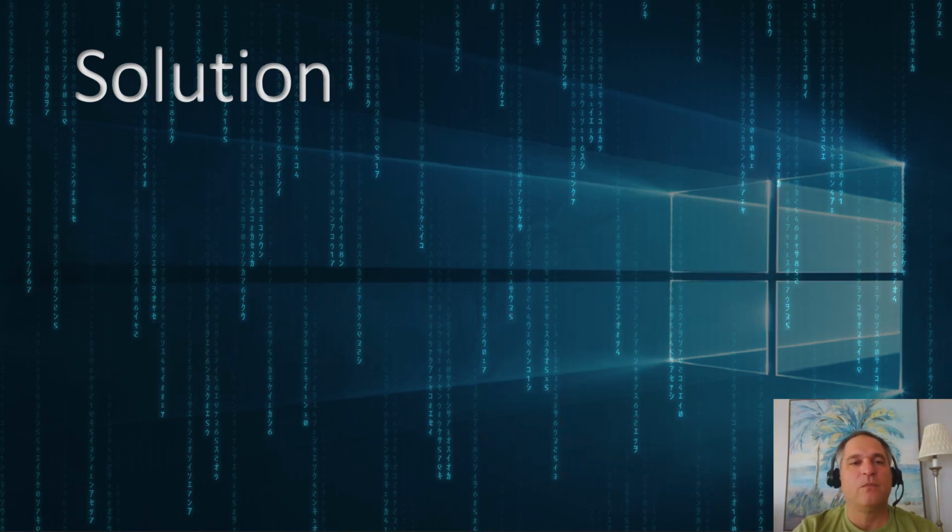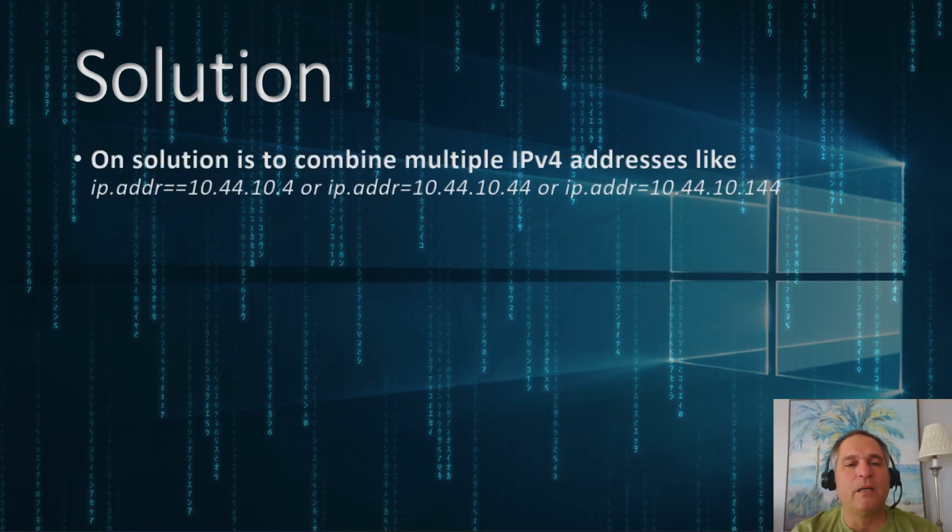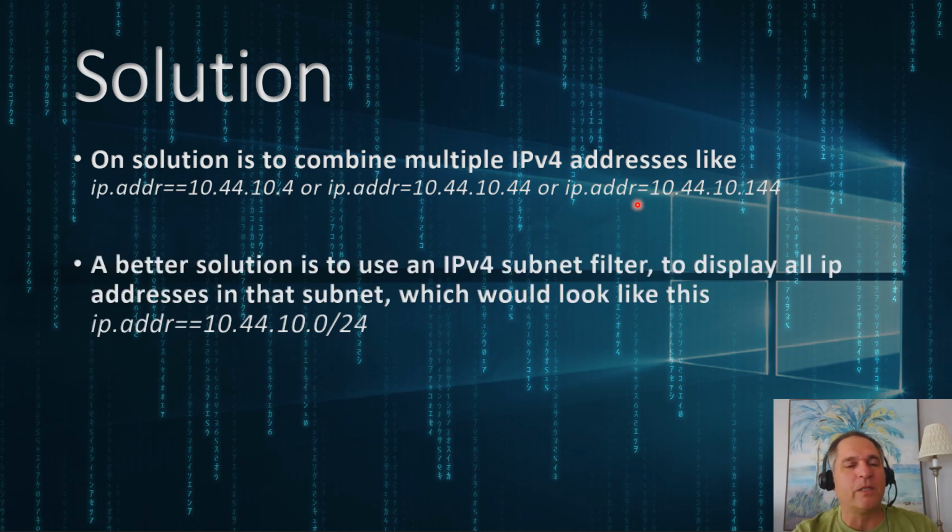Of course, one solution is just to combine multiple IPv4 addresses. Just like this, ip.addr is equal to this, or that. Obviously, you can do this through the statistics menu. You can obviously type this in, whatever makes more sense.